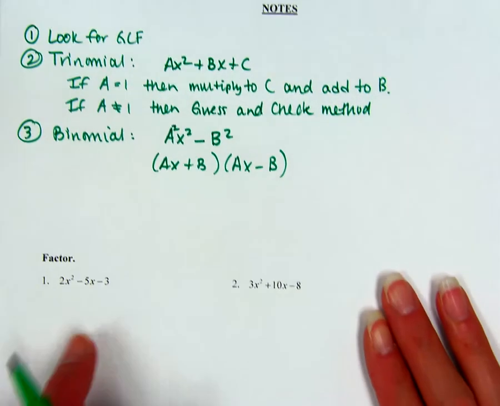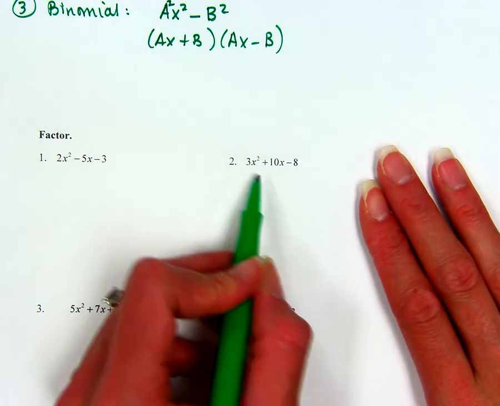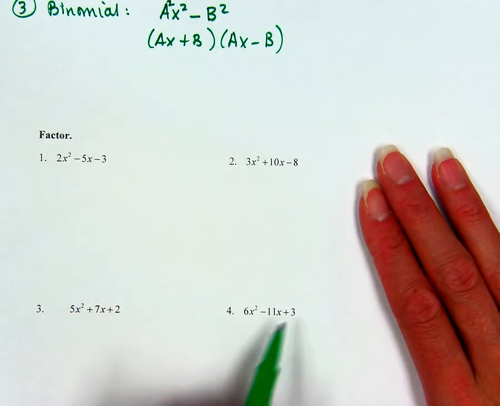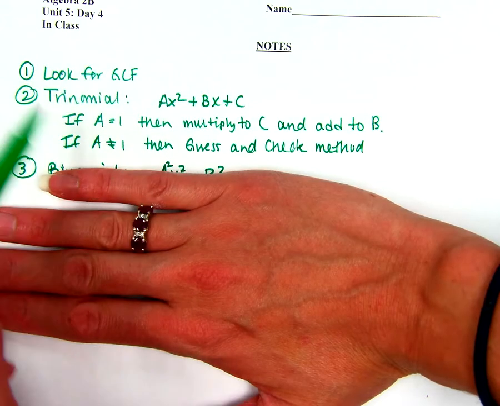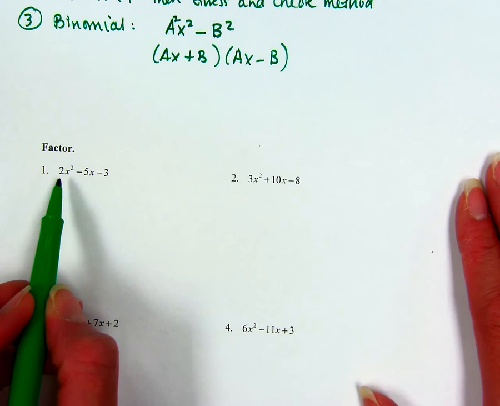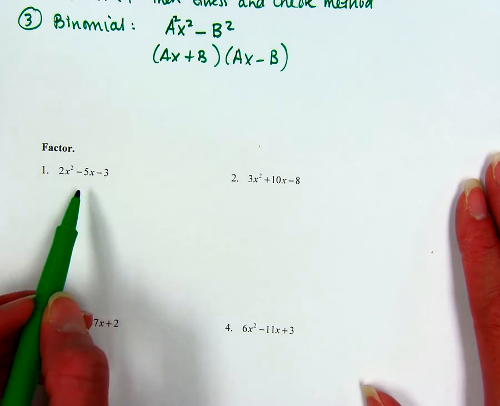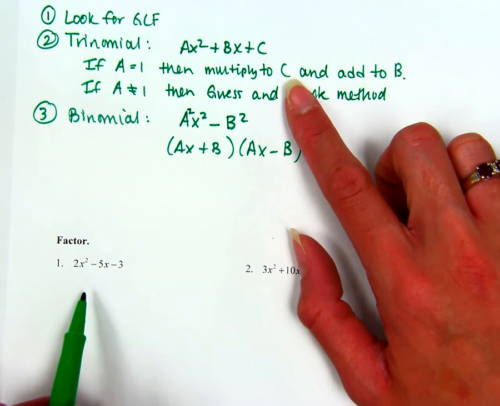All right, so problems 1, 2, 3, and 4, notice that these are all trinomials. 1, 2, 3 terms. These all have three terms. Okay, so we won't do the binomial method yet, so we'll only be focusing on the trinomial method for now. All right, so we're going to look for a GCF, but 2, 5, and negative 3 can't all be divided by something. So now we're going to look at trinomial factoring.